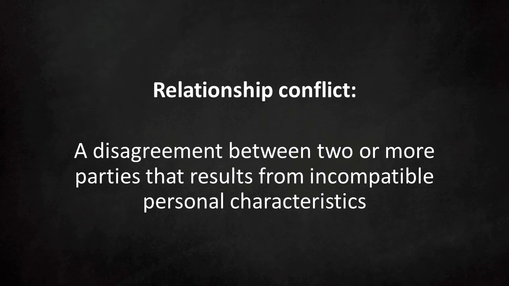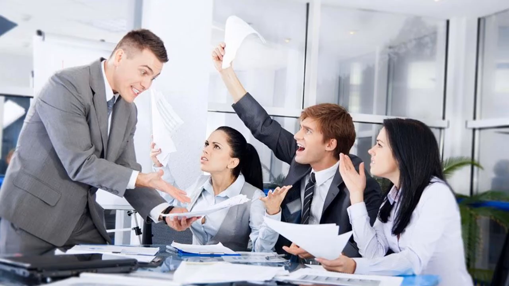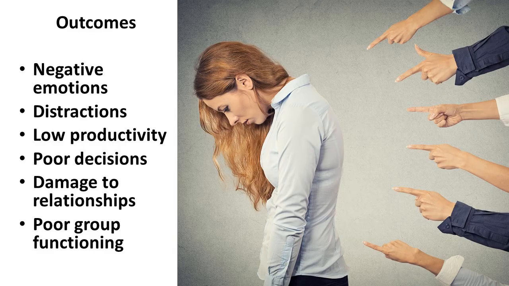Relationship conflict refers to a disagreement that results from differences in personal characteristics, like values or personality. Because it is personalized, relationship conflict often fuels people's emotional responses. That is, our emotions tend to run hotter in relationship conflict than in task conflict. In addition, relationship conflict can distract people from getting things done and hurt the group's productivity and decision-making capabilities. It can also damage relationships and hurt how the group works together.